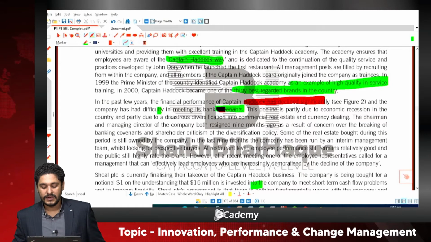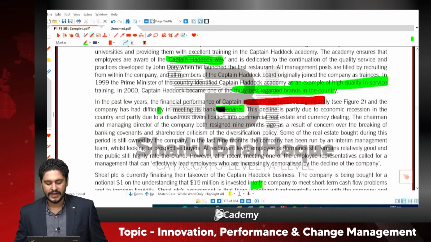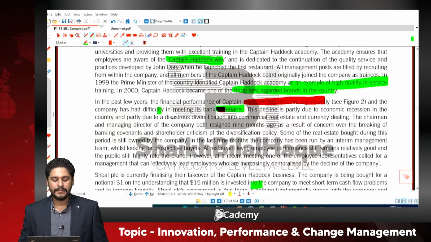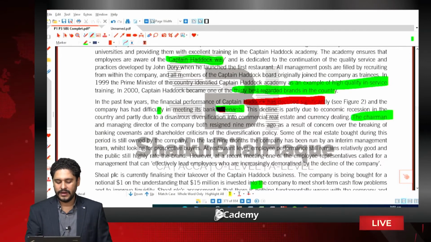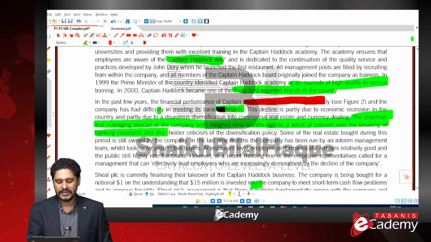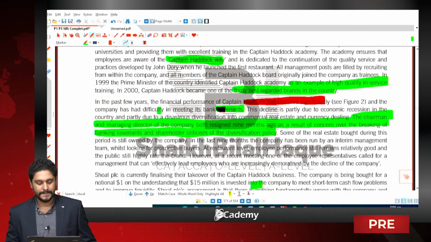They are not able to meet their bank covenants. Let's see. This decline is partly due to economic recession in the country and partly due to disastrous diversification into commercial real estate and currency dealing. The chairman and managing director of the company both resigned 9 months ago as a result of concern over the breaking of banking covenants and shareholders' criticism of the diversification policy.